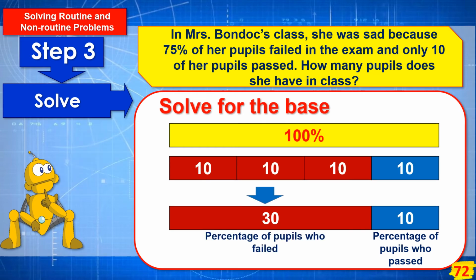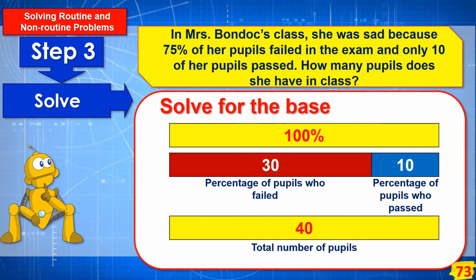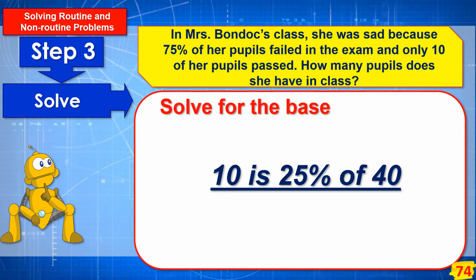So, the percentage of pupils who failed is 30. Add it to the percentage of pupils who passed, which is 10. The total is 40. The total number of pupils is 40. Hence, 10 is 25% of 40. Are we done? Not yet.